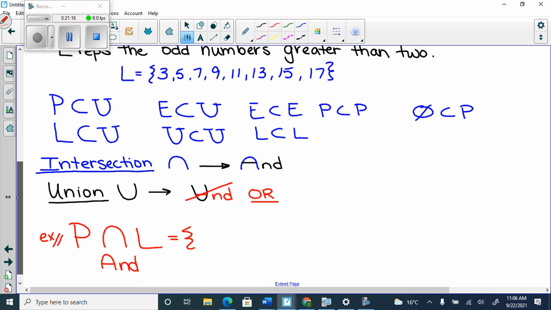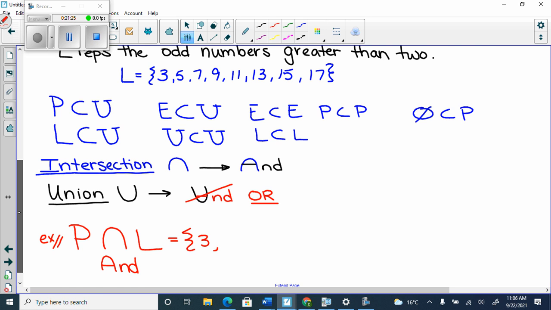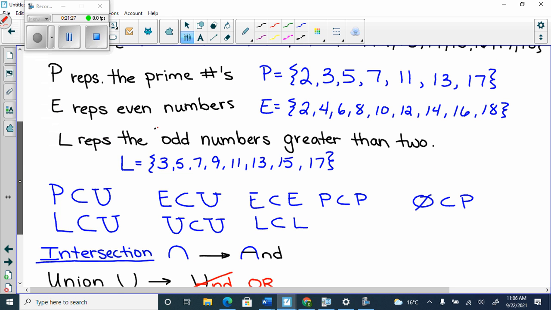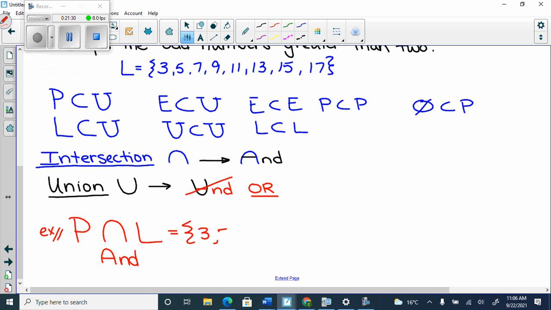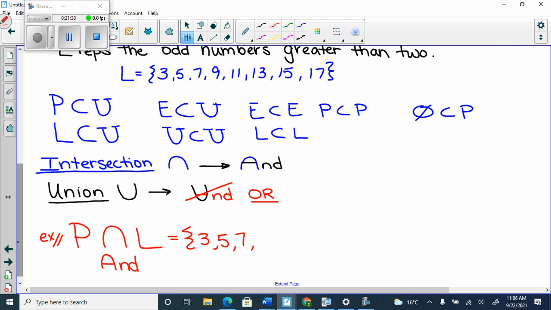Okay, what numbers are prime and L? What numbers are P and L? Is 2? No. Is 3? Yep, so I list 3. Okay, what about 5? Is it in both? Yep, so I list it. What about 7? Yep. What about 9? Nope. Okay, what about 11? Yeah. What about 13? Yeah. What about 15? No. That's it. It's literally the trickery. That's all it is. It's not even trickery. It's just and means it has to be in both. Just like socks and blue eyes. You only stayed standing if you had both. Correct?